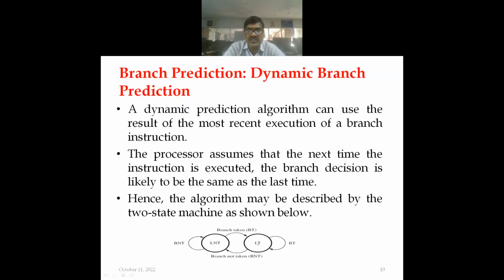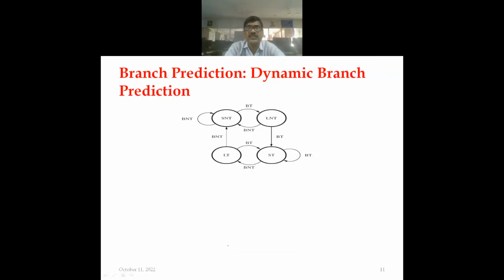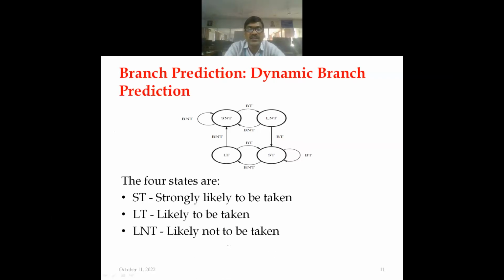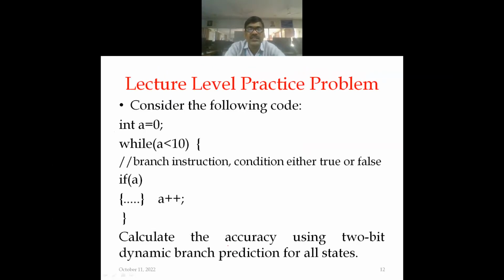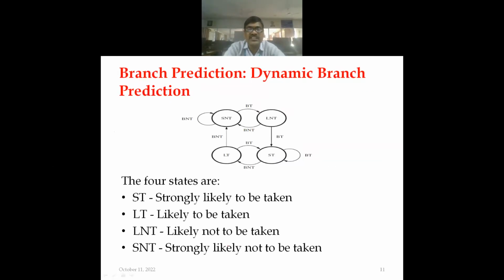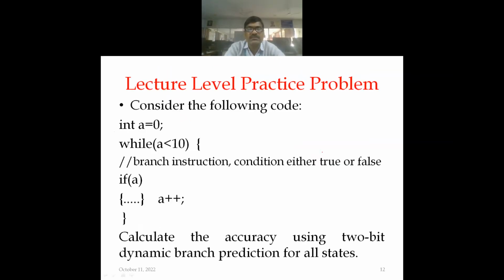This is another dynamic prediction scheme. The four states are: ST, strongly likely to be taken; LT, likely to be taken; LNT, likely not to be taken; and SNT, strongly likely not to be taken. These are the four different types of states in the state diagram. Based on this, the transition state diagram is represented as a dynamic prediction mechanism in this particular figure.